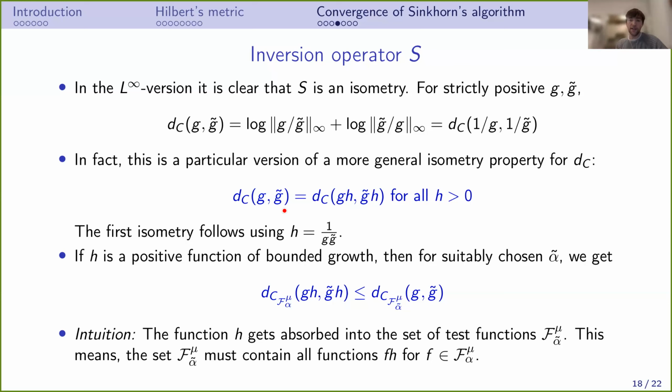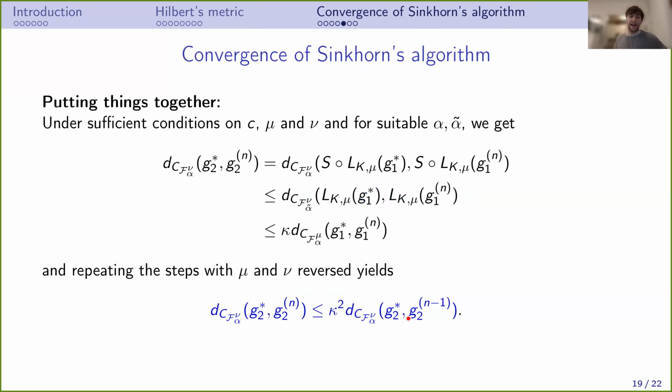And then, of course, with the same reasoning as here, this also allows us to control this inversion operator. We just lose a little bit in the growth of the test functions. But now we can put things together to obtain convergence of Sinkhorn's algorithm. Again, I'm a bit imprecise here with respect to the conditions, but basically the computation is as follows.